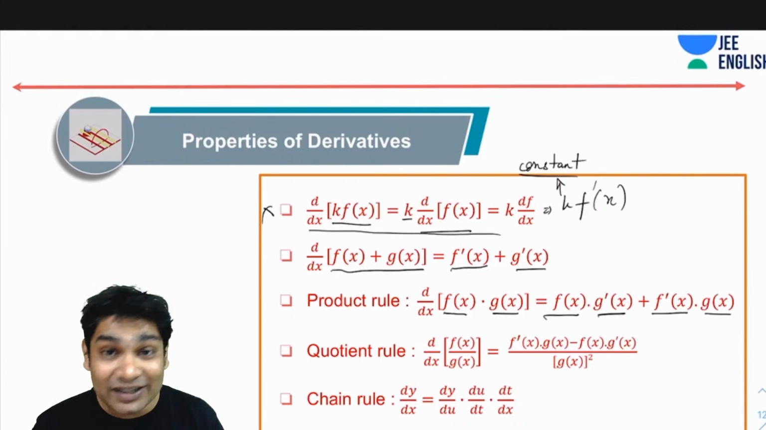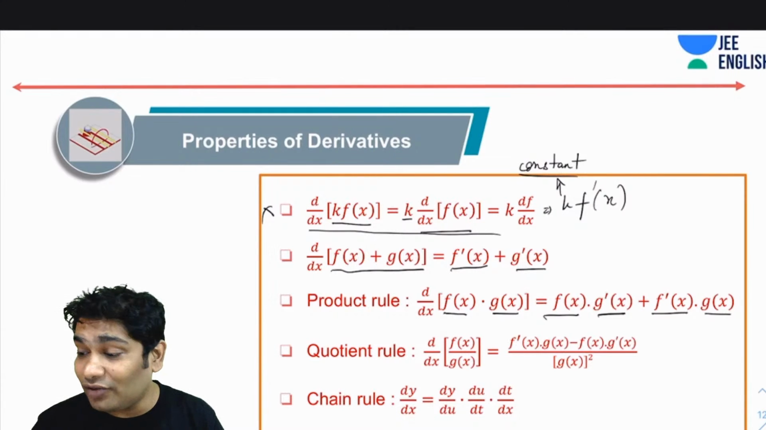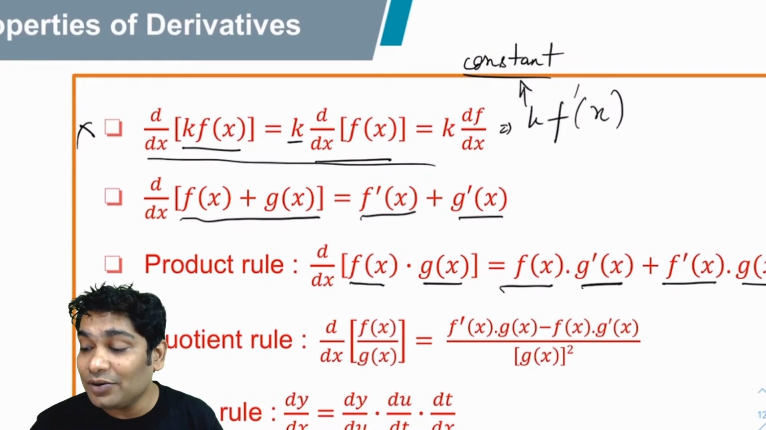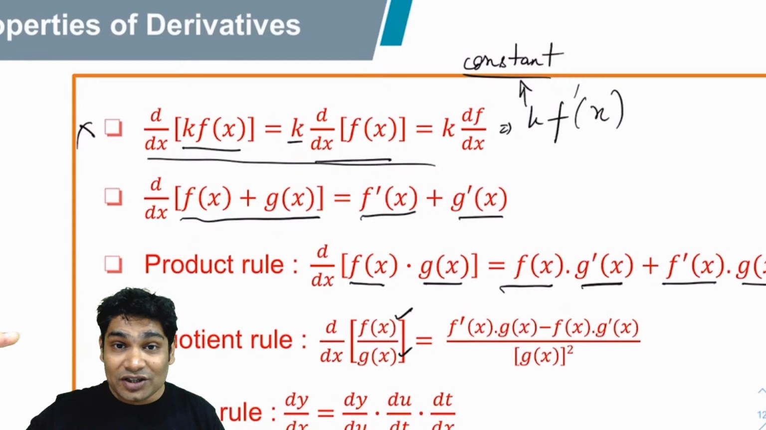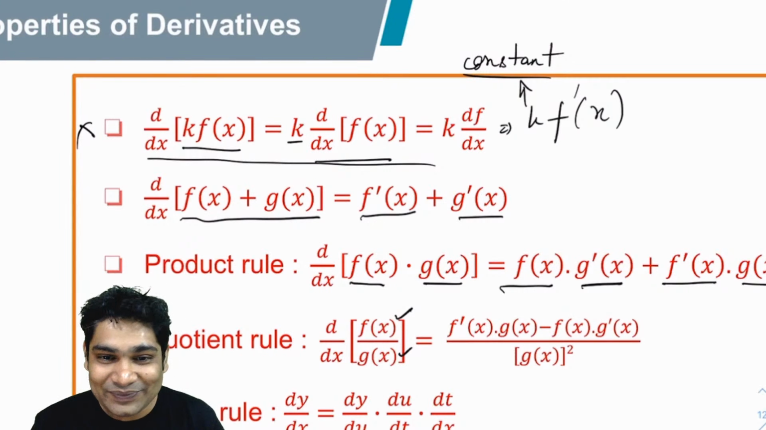So let's talk about the third rule that we have. The third rule that we have is the quotient rule. In the quotient rule, if you have to find the derivative of f x over g x, how do you do that? So you have your function defined as one function over another function. All right.